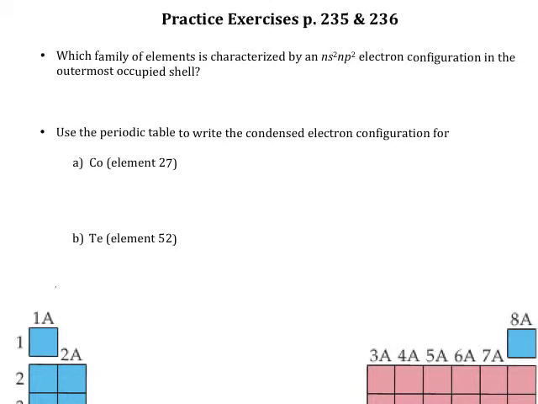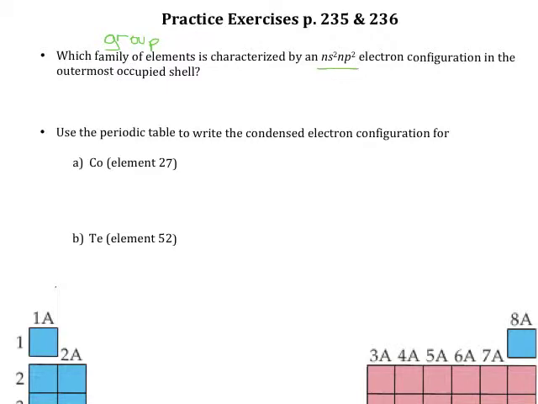These are practice exercises from page 235 and 236 of the textbook, dealing again with electron configurations and specifically writing condensed electron configurations. So this first question asks us which family, another name for family is group, of elements is characterized by an ns2 np2 electron configuration.